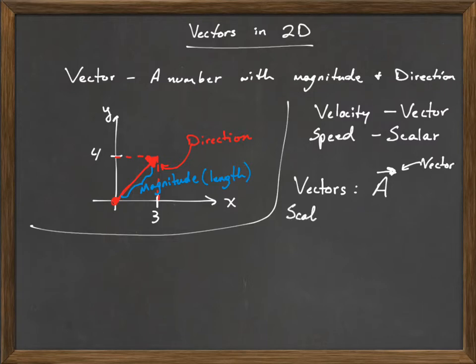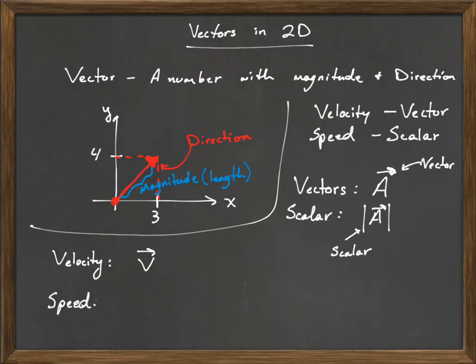A scalar would be written as that vector with the absolute value symbols around it. So in the case of velocity, you would have the vector v. And if we wanted to write speed, that would be the absolute value of the velocity. So this is some of the ways you're going to see us write those letters mathematically to signify whether or not they're vectors or scalars.